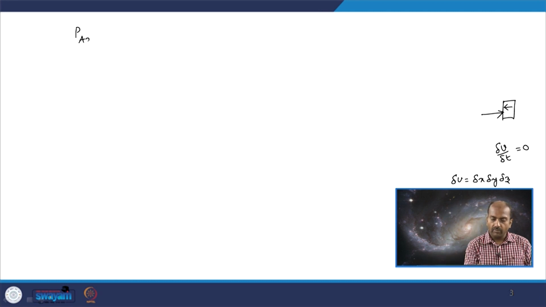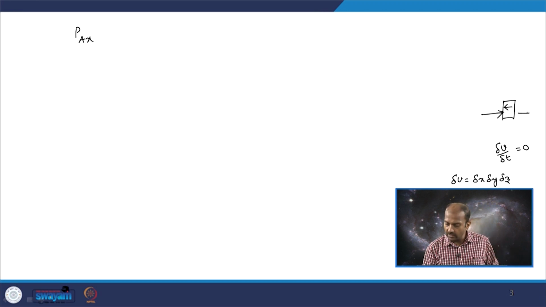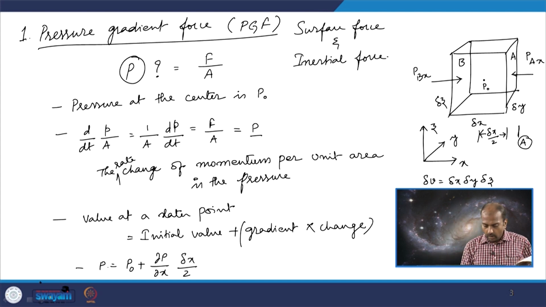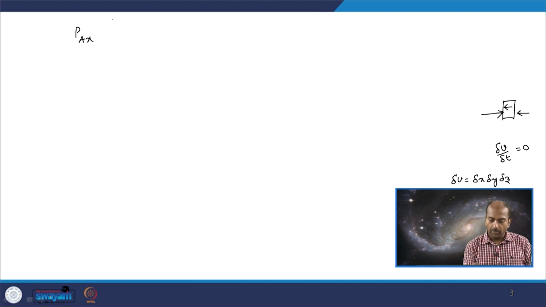P Ax is the amount of pressure that is exerted by the gas on the wall. Okay, and what is that you have calculated? So, let us say this is Pa. Pa is the pressure that is exerted by the gas on the wall from the inside. So if you want the volume to be constant, this value has to be the same as this value, right? Now, what will that be? Exactly opposite. So P Ax has to be minus P naught plus dou P by dou x into delta x by 2, right?